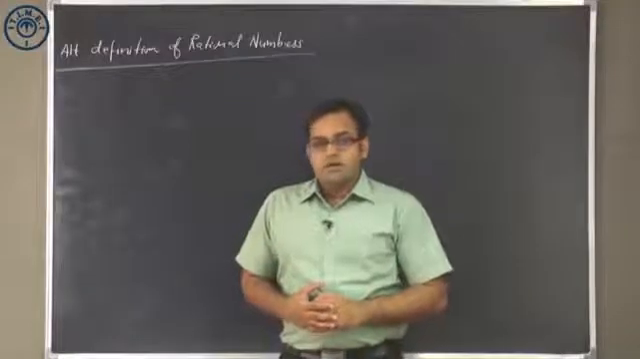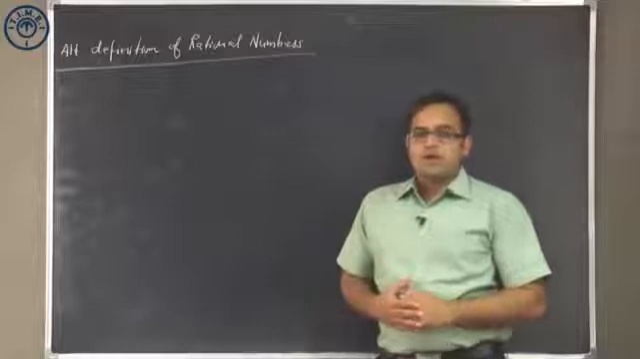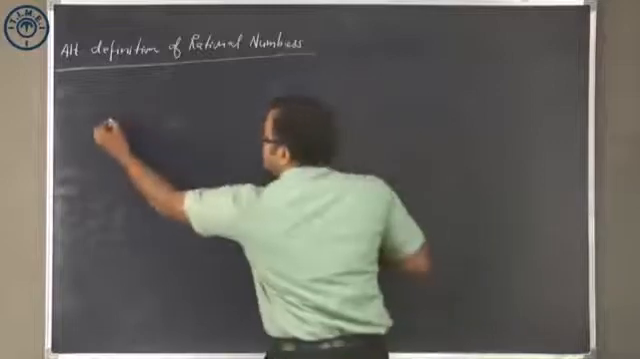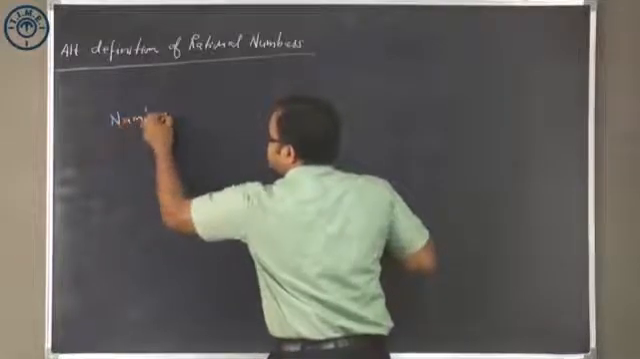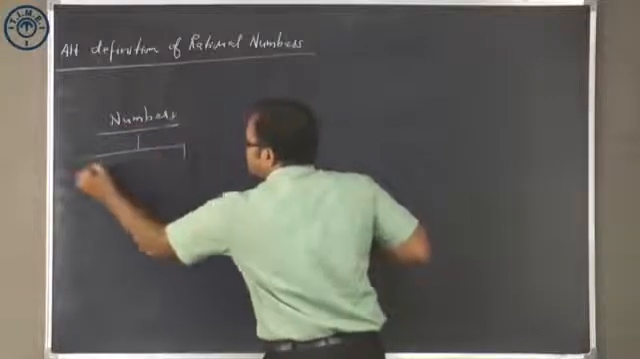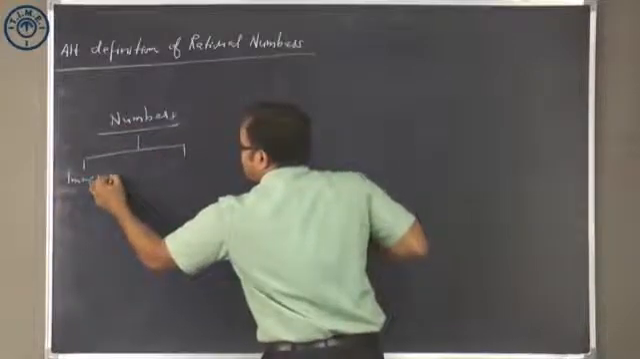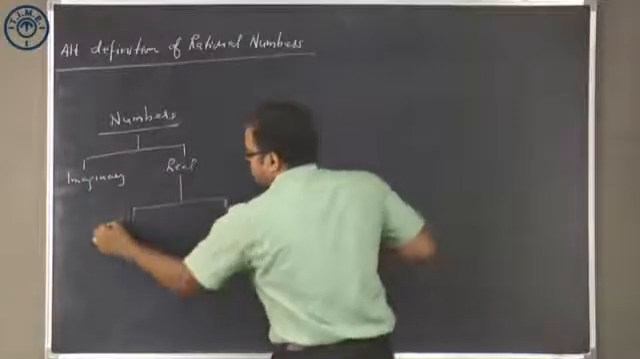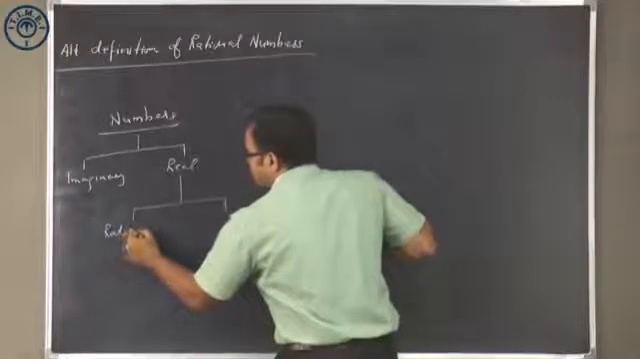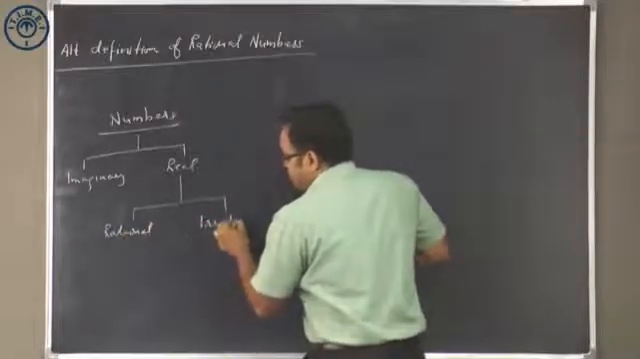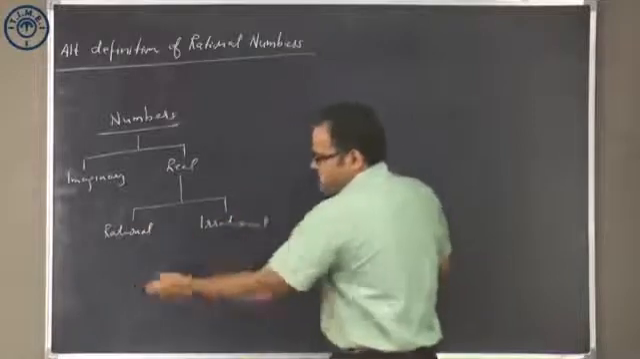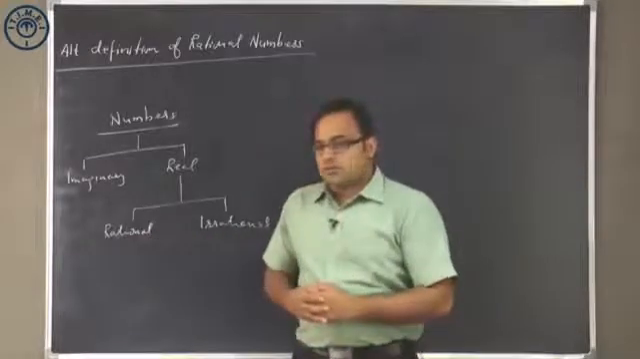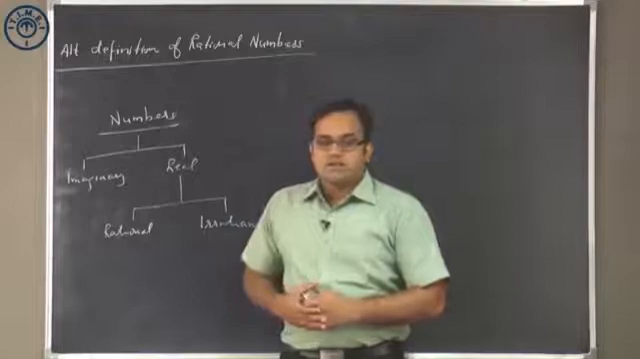Hello friends. Through this session, we will look at an alternate way of defining rational and irrational numbers. As you would recall, numbers can be classified as either imaginary numbers or real numbers. At the second level, we classify real numbers into rational and irrational numbers. The further classifications will be there as far as rational numbers are concerned. For now, let us focus on the classification of real numbers into rational numbers and irrational numbers.